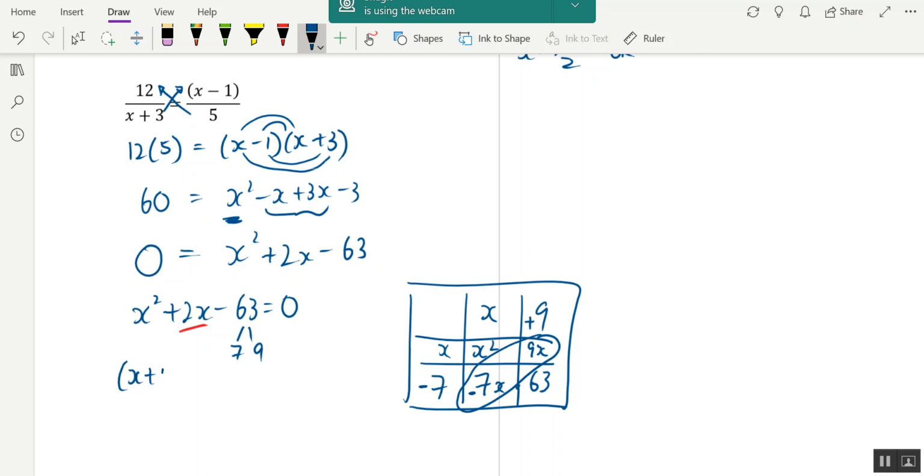So this will be minus, here will be plus. So this will be x plus 9, x minus 7, equals 0, x equals negative 9, or x equals 7. It's not very good to write it this way, so better to have one more step, which is x plus 9 equals 0, or x minus 7 equals 0 here. Then you can get the answer with proper presentation.